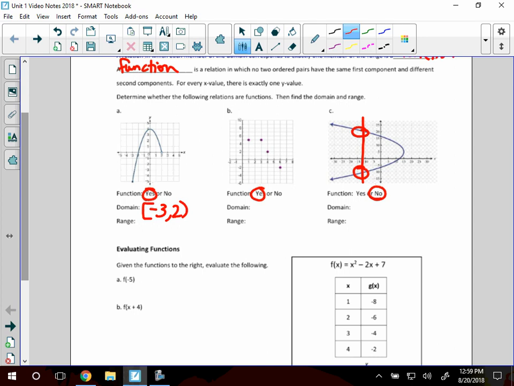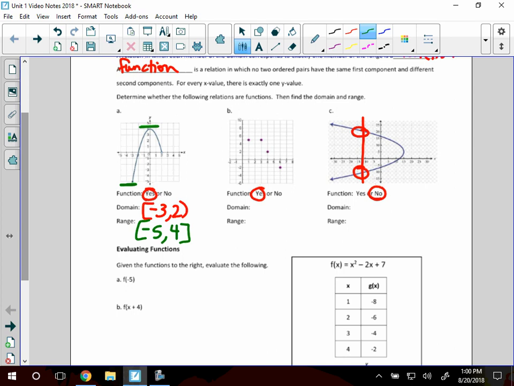For the range, now we're looking at the y values. So that's like from the bottom to the top. The smallest y value I see is -5. And that's going to have brackets because it's a closed-in circle. The biggest y value I see is 4. That will also have brackets because the graph goes through that point.